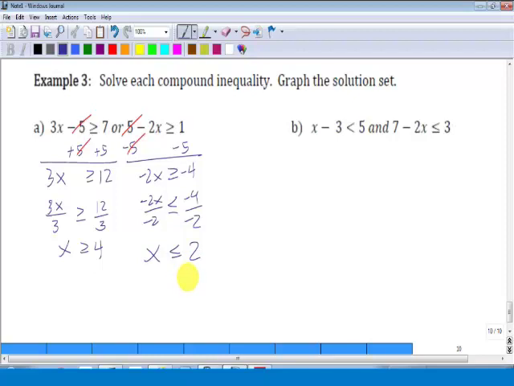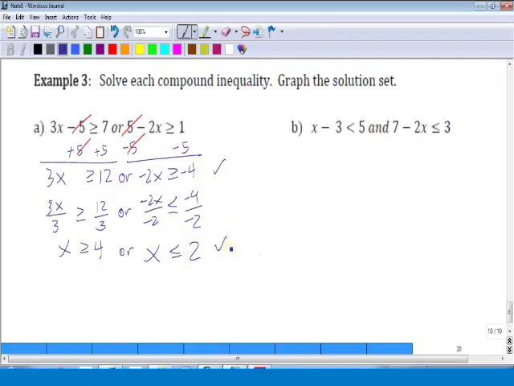The word "or" actually could come down at every step. When we add 5 to both sides there, or subtract 5 from both sides there, and get those equivalent inequalities, we could write the word "or" there, and this statement is equivalent to the one up above. When we divide both sides by 3 there, or divide both sides by negative 2 there, we could write the "or" there. This statement is equivalent to the one at the very top.